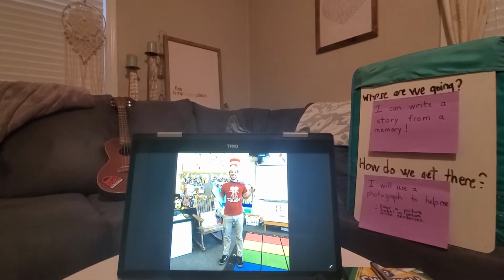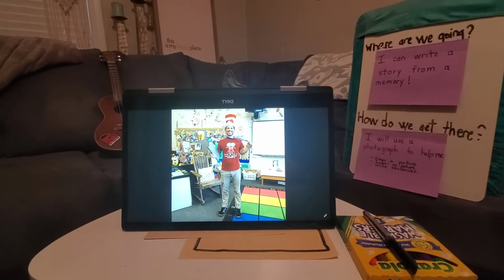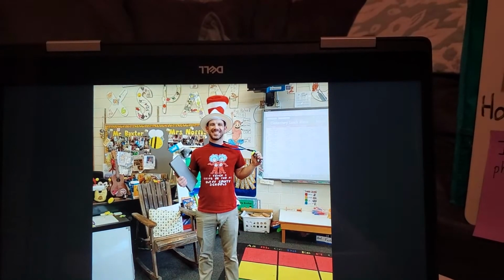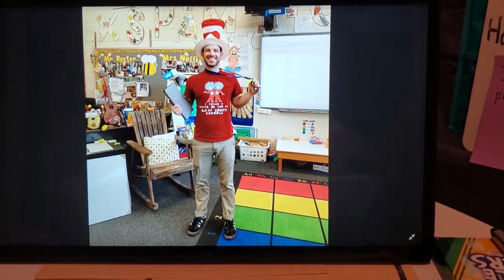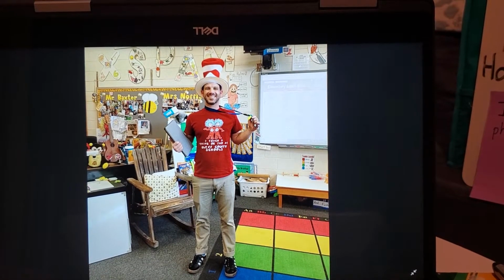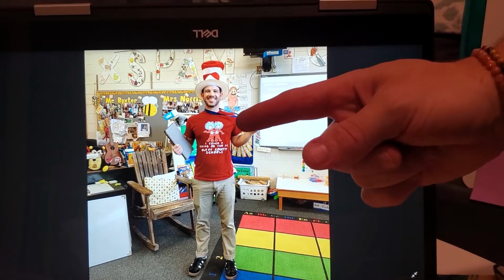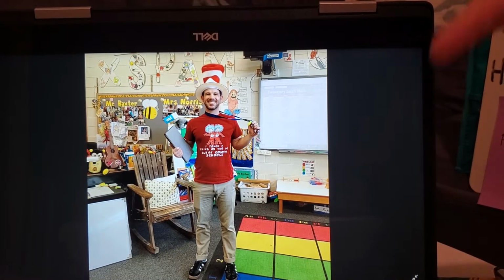Look at this picture right here. Who is that? Yeah, you nailed it. That's Mr. Baxter. Dressed up like Cat in the Hat. This is from Dr. Seuss Day. All right? So look, does this picture bring back a memory for you guys? It does me. I remember teaching on Dr. Seuss Day. We could write a story about that one.